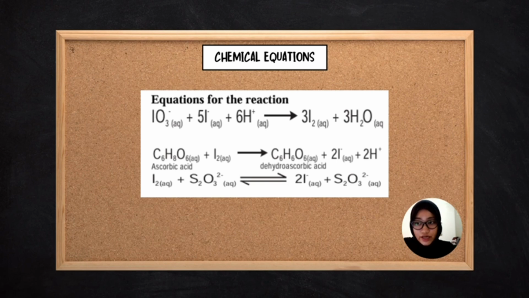Second reaction, ascorbic acid reacts with iodine. Ascorbic acid reduces iodine to iodide ions and is oxidized to dehydroascorbic acid. This reaction continues until all the vitamin C is used up. Third reaction, any excess iodine reacts with thiosulfate ions. Iodine is reduced into iodide ions, forming tetrathionate ions. This reaction is used in titration to measure iodine accurately.